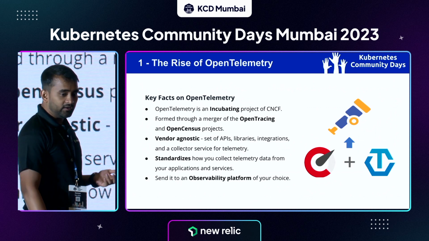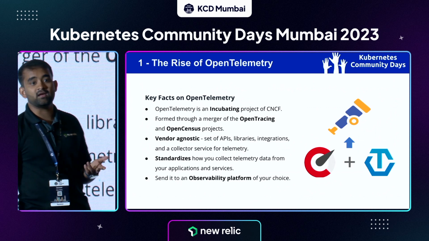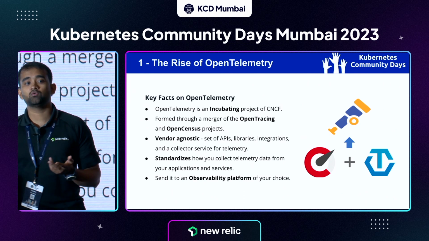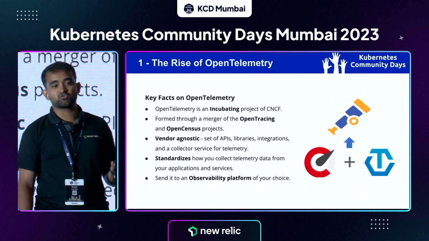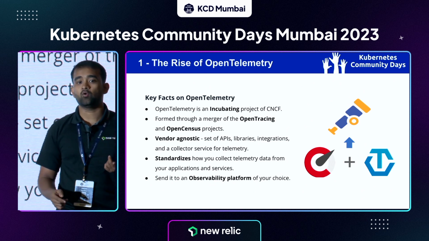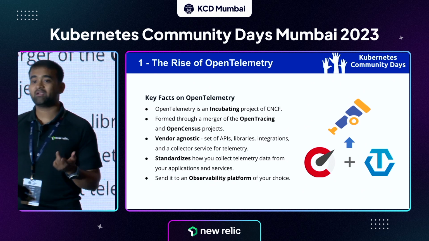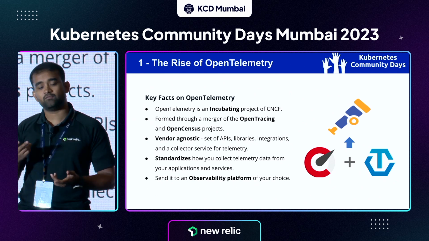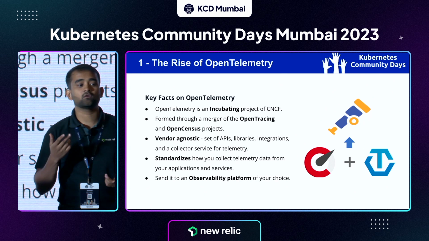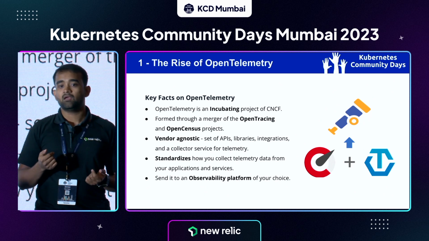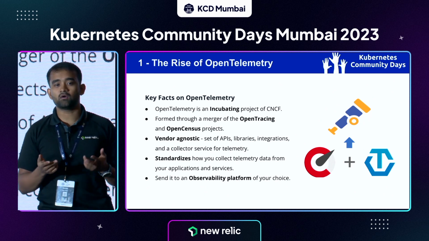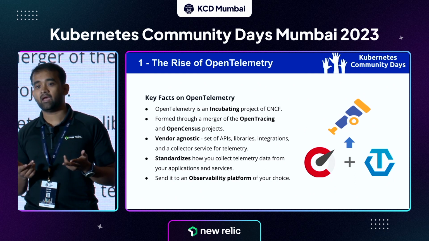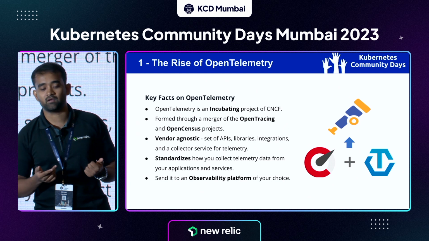So OpenTelemetry is an incubating project in CNCF. It was formed by merging 2 of the famous open source projects, OpenTracing and OpenCensus. OpenTracing comes from the land of Zipkin and Jaeger. If you have used that, you were using the concepts of OpenTracing. And if you are using Prometheus, you're already following the concept of OpenCensus. These 2 projects were combined, and today it's known as OpenTelemetry.